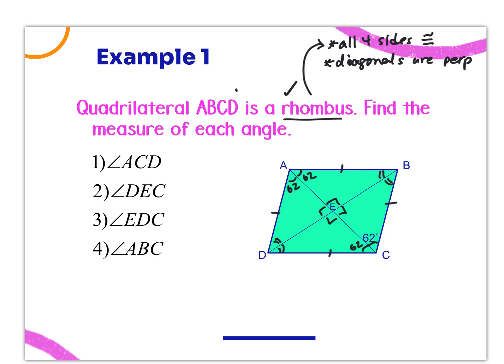So when it says find the measure of ACD, well, ACD is this angle right here, and it's 62, okay? When it says DEC, again, from here to here to here, it's this right angle. That's 90 degrees. EDC, okay, that one's going to be a little bit trickier. EDC is going to be a little trickier, and ABC is also going to be a little trickier.